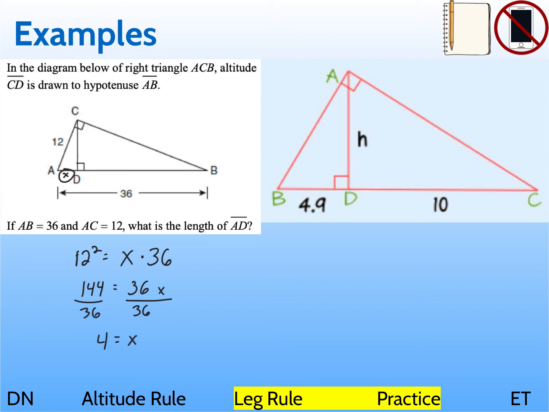Over here on the right, you can see we're looking for the altitude, the height. The h got me confused. So remember, the altitude rule is the altitude squared equals the two pieces of the hypotenuse multiplied together. So we get h squared equals 4.9 times 10. So h squared equals 49, and then take a square root, and h equals 7.